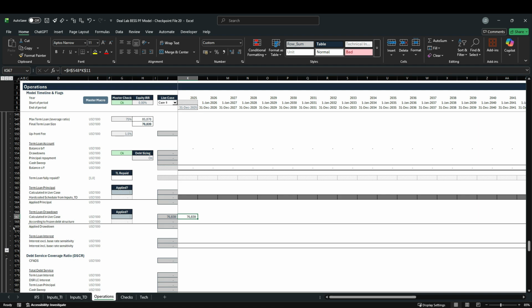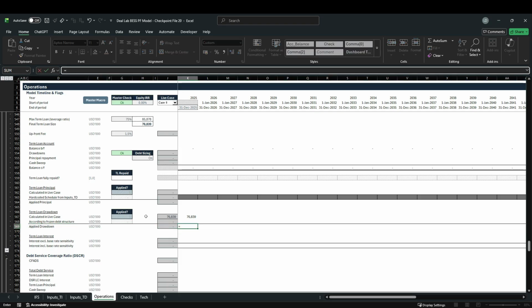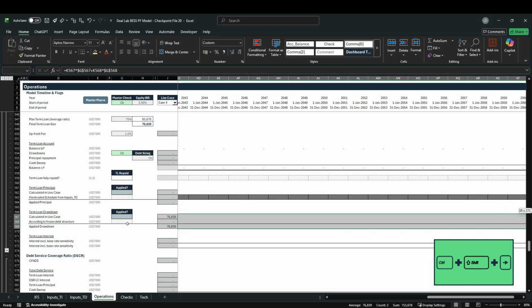All right, and then let's continue by modeling our applied drawdown. And that is going to equal our calculated live case in row 567 times our flag in column G. So if it's a debt sizing case, then we want this calculated in live case drawdown to be active. Hit F4 once, and then plus. And if this is not active, we want our drawdown from our frozen structure. So let's multiply this with our flag in column G as well. Hit F4 once, enter, and let's drag this over, Control R.